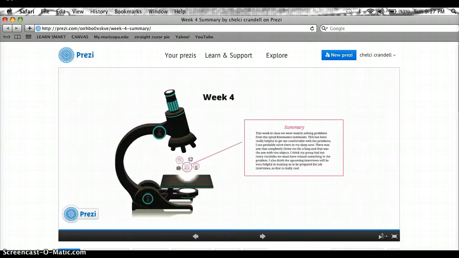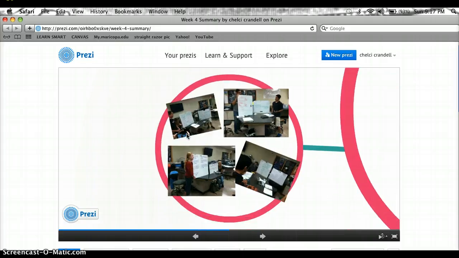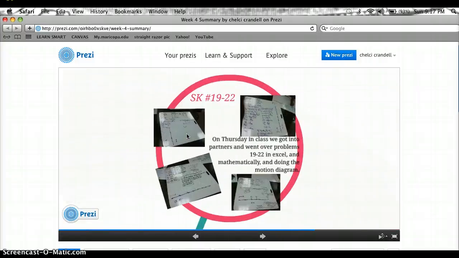So let's see. In week 4, we learned how to do the harder spiral kinematics programs with the 2 different objects and then 3 different events. Our group didn't solve it, but a couple of the other groups solved theirs. It was really frustrating because I didn't even know how to set up the problem. These were practicing the spiral kinematics 19 through 22 for our interviews. I did really good on this, but then in the interview I just totally freaked out.